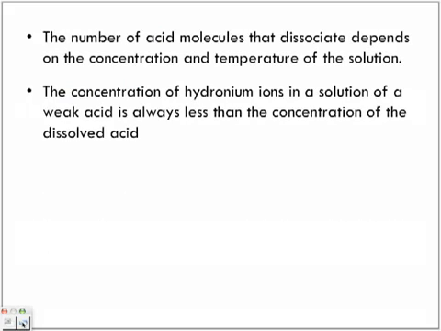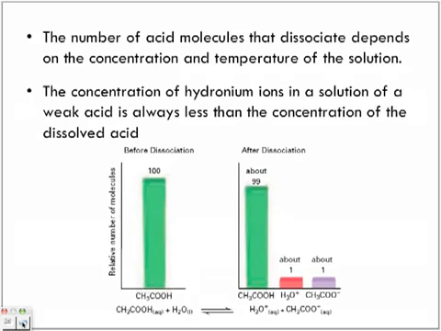The number of acid molecules that dissociate depends on the concentration and temperature of the solution. Of course, as temperature increases, so will the ability to dissociate. The concentration of hydronium ions in a solution of a weak acid is always less than the concentration of the dissolved acid. So here we have an example.